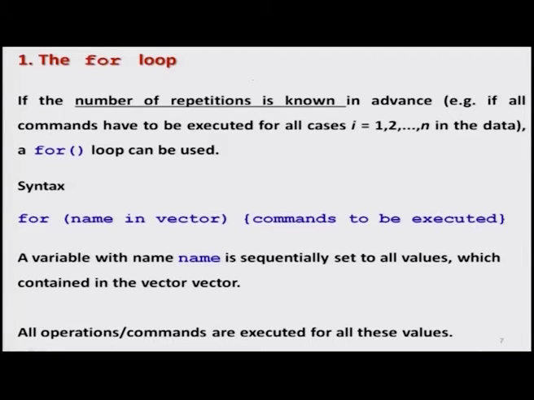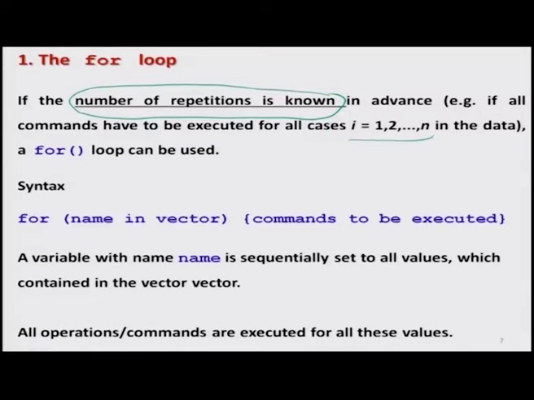The for loop is useful when the number of repetitions is known to us. That means, before I start my programming, I know in advance how many times the program has to be repeated. For example, if I say that the process has to be repeated a small number of times, first time, second time, third time up to n times, where n is some finite number. In this situation, it is recommended to use a for loop.